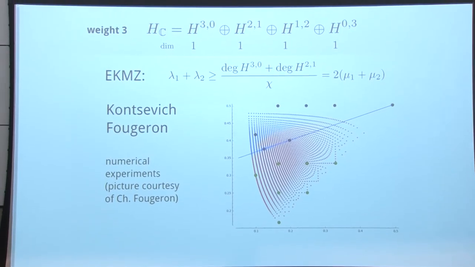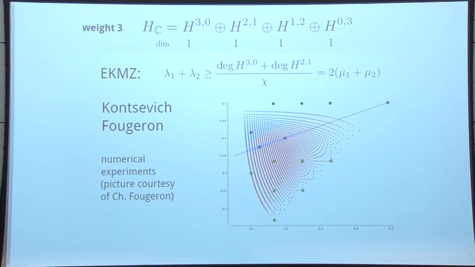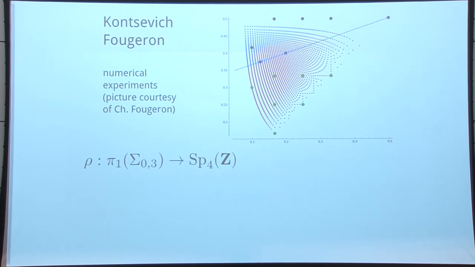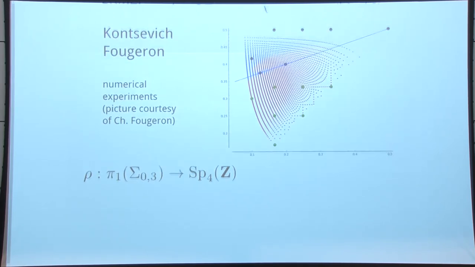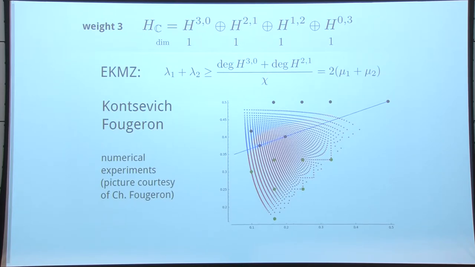that for 7 of these cases, so this is the representation, you have the equality in this formula. So the black dots were where the equality held, and for the green dots, the inequality was strict. So it was natural to conjecture, I don't know how natural it was, but in any case, it was hypothesized that that formula should always be true for parameters mu1 and mu2 which are above that blue line.